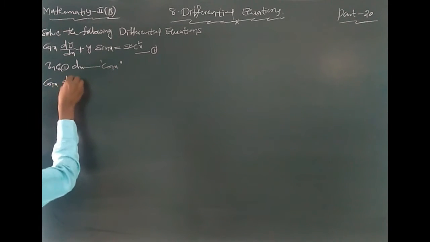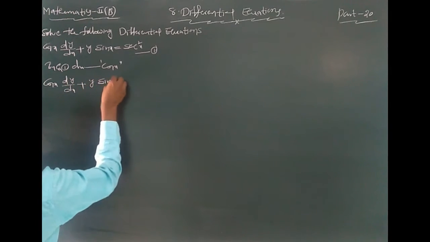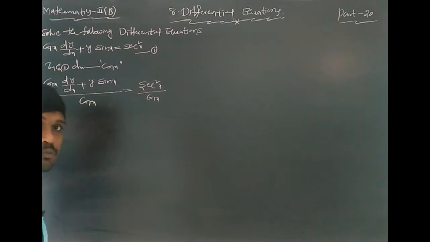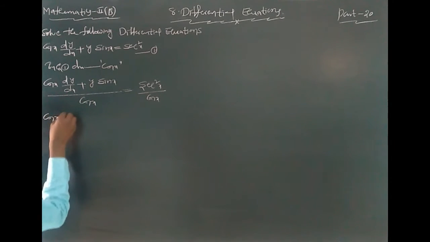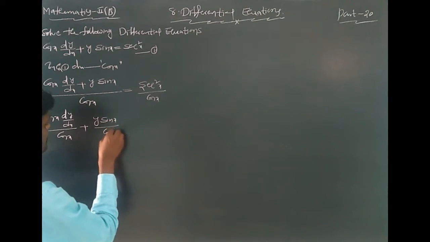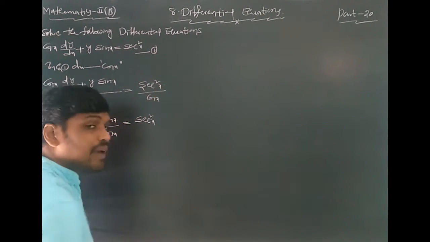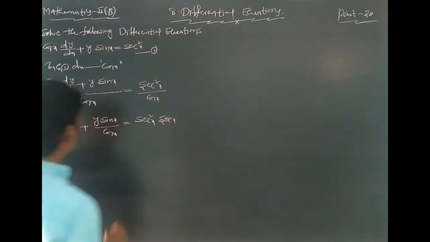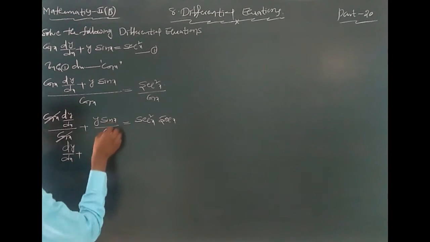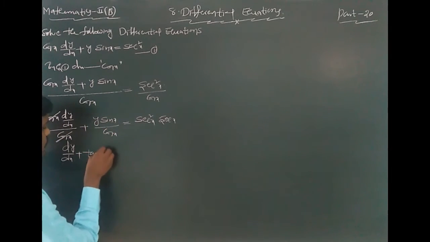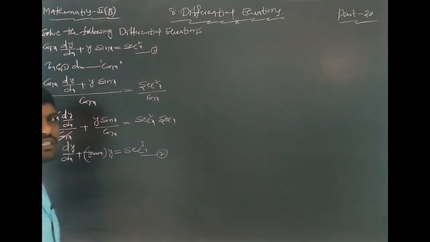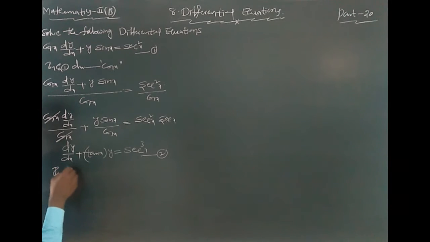Cos x dy/dx plus y sin x over cos x is equal to sec² x by cos x. After that, separate the numerator: cos x dy/dx over cos x plus y sin x by cos x is equal to sec² x into 1 by cos x. What is 1 by cos? 1 by cos is nothing but sec x. Cos x gets cancelled. The remaining, you can write dy/dx plus sin x by cos x, which is tan x, into y is equal to sec² x into sec x, which is sec³ x. Take this as equation 2.